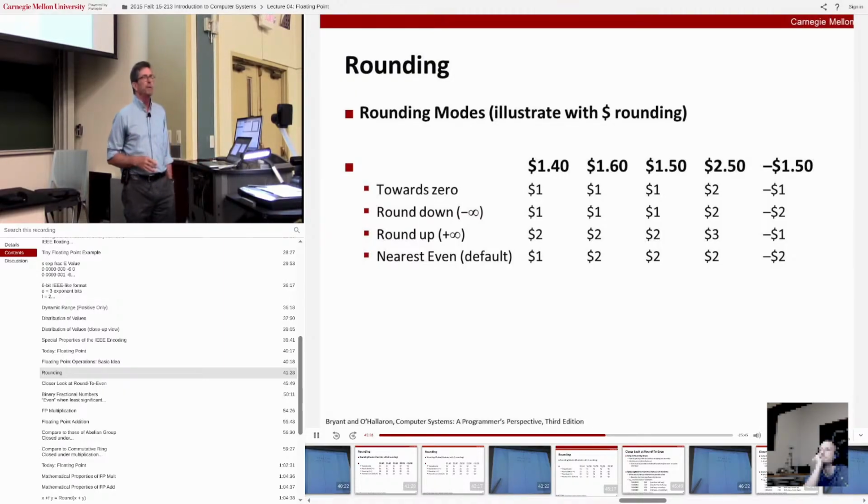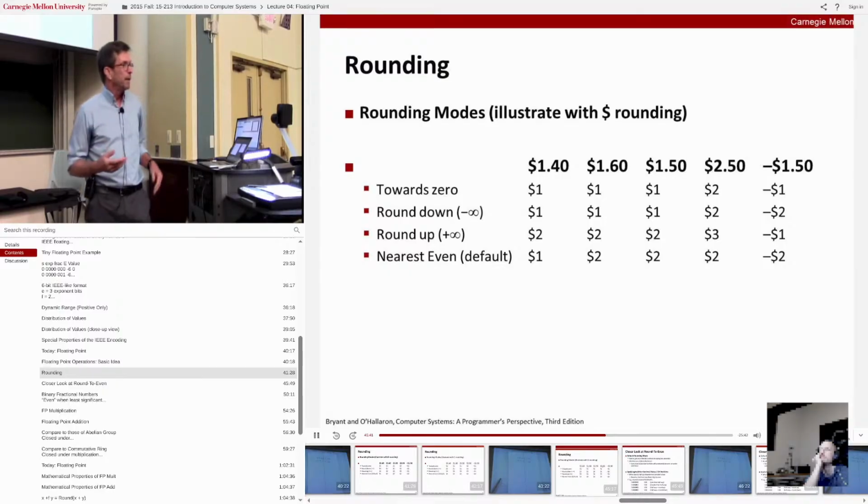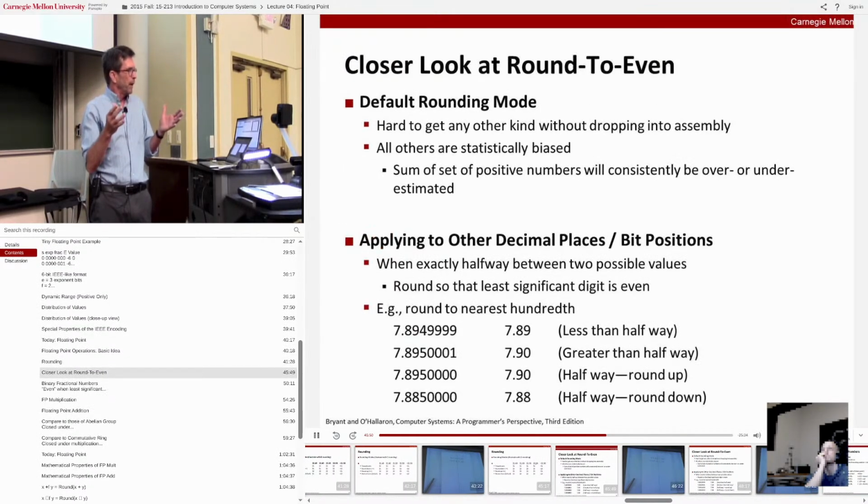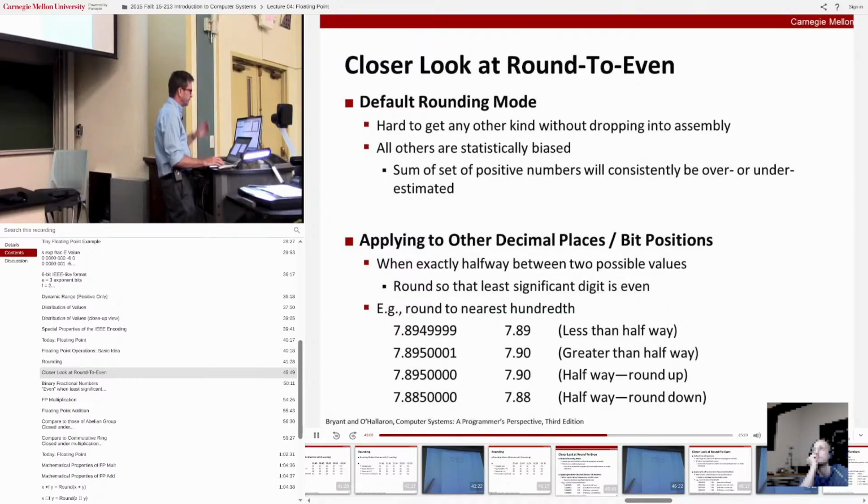So the reason they chose this is that statistically, if you imagine a uniform distribution of numbers, they're going to round up or down about 50% of the time. So there won't be a statistical bias rounding up or down one way or the other. Okay, so that's the reason they did that.